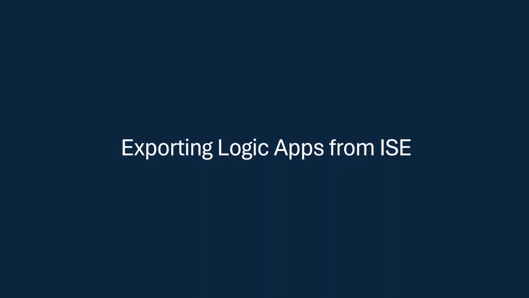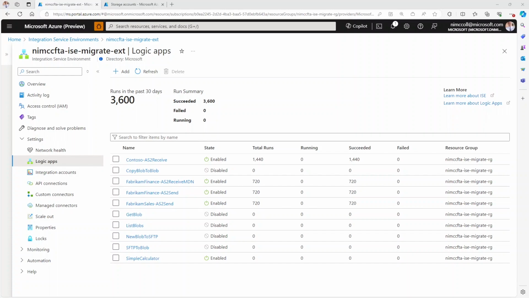Now that we have our tools configured in Visual Studio Code, let's walk through exporting a group of Logic apps from an Integration Service Environment to a Logic App Standard project. Here I am in the Azure portal, viewing the Logic Apps blade for one of my Integration Service environments. We'll export several of these Logic apps to a Logic App Standard project.